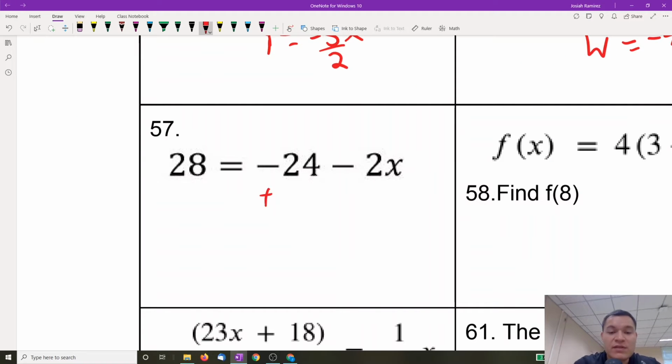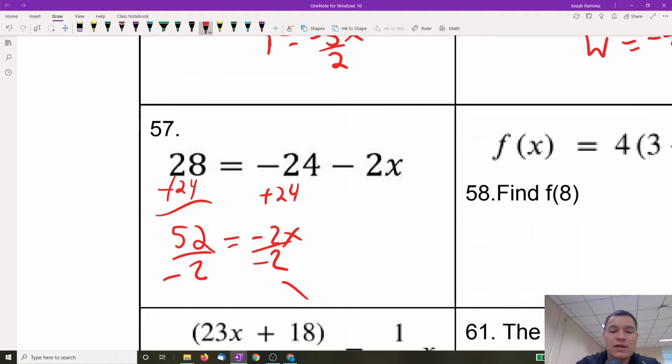This one should be pretty easy. We'll add 24. We get 52 equals negative 2x. We'll divide by the negative 2. X is equal to negative 26.